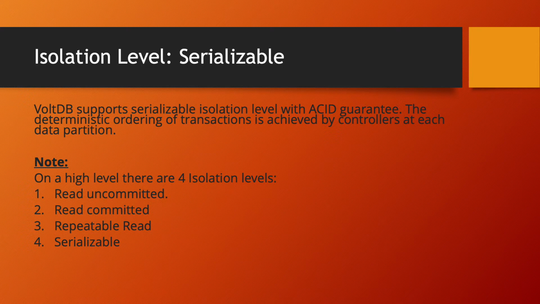VoltDB supports serializable isolation level with ACID guarantee. The deterministic ordering of transactions is achieved by controllers at each data partition. There are 4 levels of isolation in general. First is read uncommitted. Transactions are not isolated from each other in this isolation level. If the DBMS supports other transaction isolation levels, it ignores whatever mechanism it uses to implement those levels so that they do not adversely affect the other transactions.